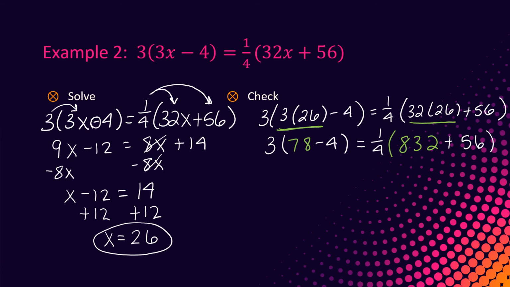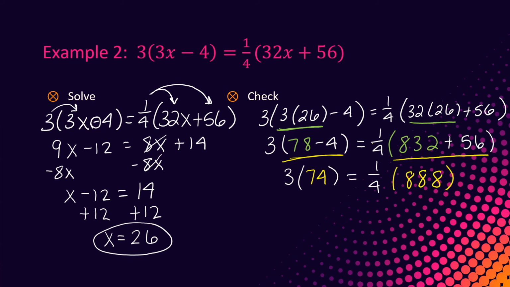Now we can go ahead and simplify inside of the parentheses. So we can do 78 minus 4. And 78 minus 4 will get us 74. And that's still times 3. And then on the right-hand side, we can do 832 plus 56. And that will get us 888. So again, it may not seem like we're getting to the same place here, but we have that times 1/4 out front. So we're getting pretty close.